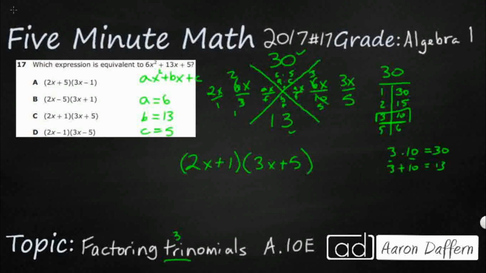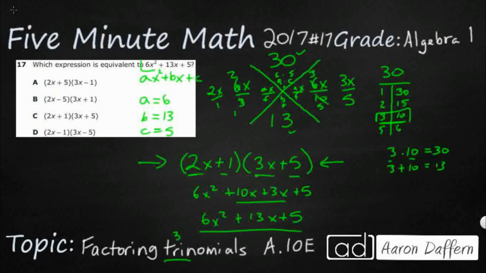How do we know? Well, let's just FOIL it out. So first it's going to be 6x squared. Outer is going to be 10x. Inner is going to be 3x. And then last is going to be plus 5. We just need to combine these terms. 6x squared plus 13x plus 5. So while this is our answer, we were able to immediately FOIL it out and get back to our original, which is right up there. And that's how we use the diamond method.